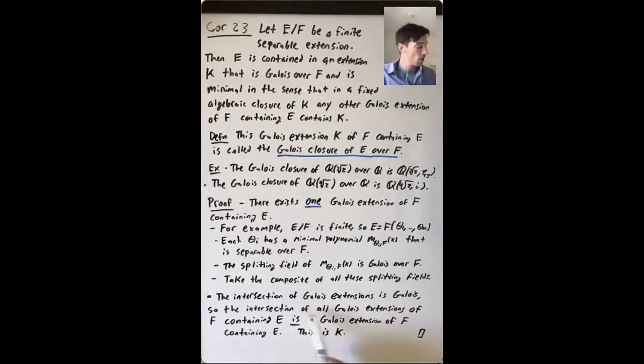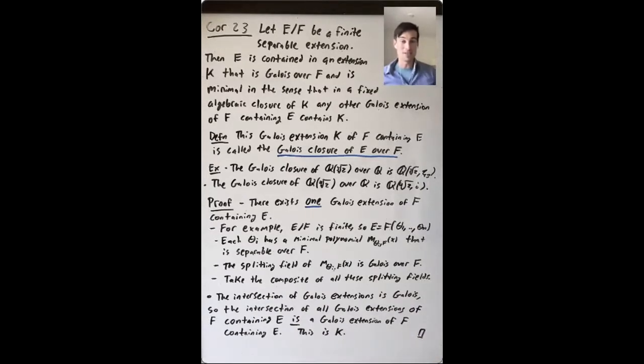So the intersection of all of the Galois extensions of F containing E is a Galois extension of F containing E. And this intersection has to be the minimal one, because if there was any other Galois extension of F containing E that wasn't contained in this intersection, there would be a problem, because it would be part of the intersection. So this intersection of all the Galois extensions of F containing E is that minimal Galois extension K.